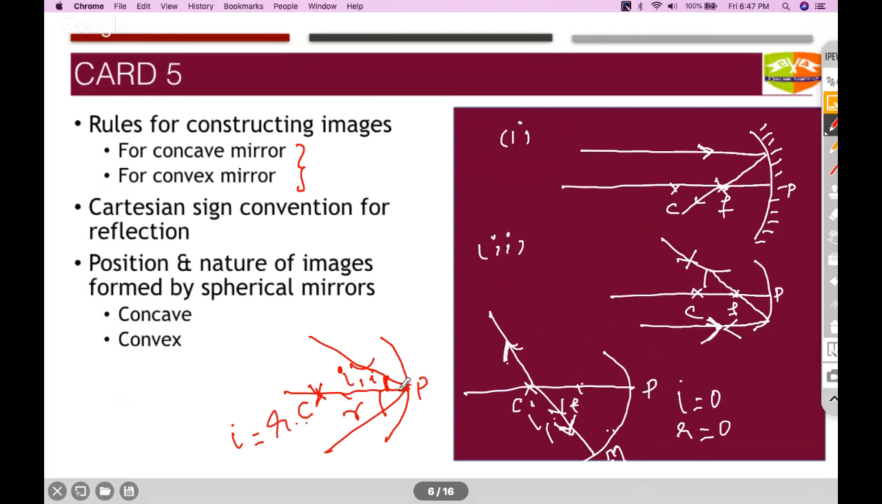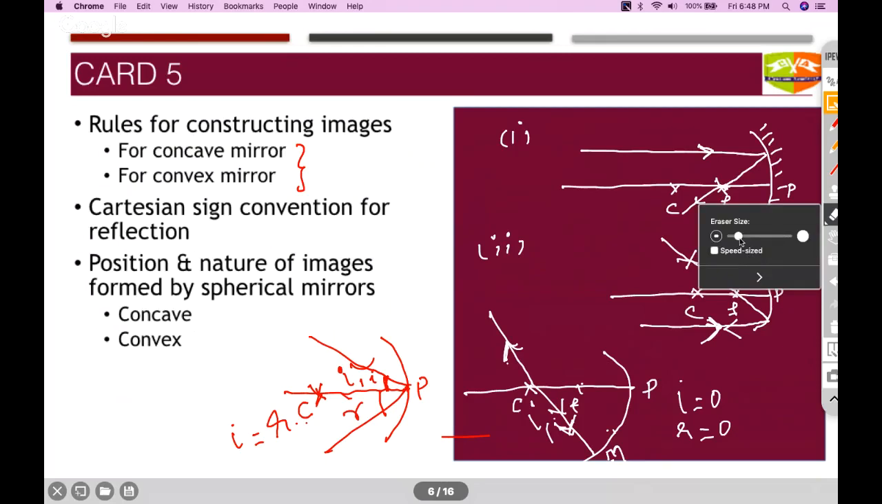So what I am saying is that if a ray comes and strikes the principal axis, it goes on the other side making the same angle with the principal axis. So these are the four laws which are important, or which are called rules for constructing images. If somebody asks you in the question paper to write down rules for constructing images formed by spherical mirrors, you can write it in this way. You can make these four diagrams, and that should be sufficient for you to get full marks.